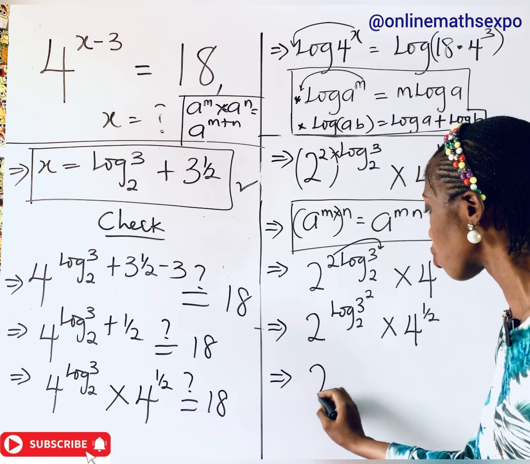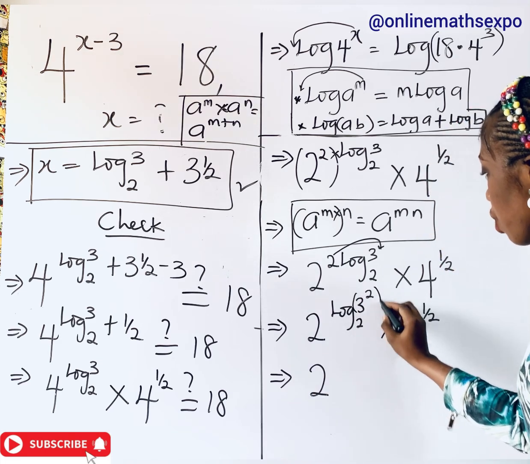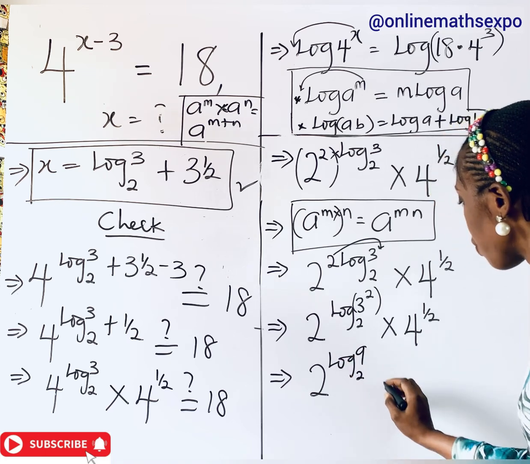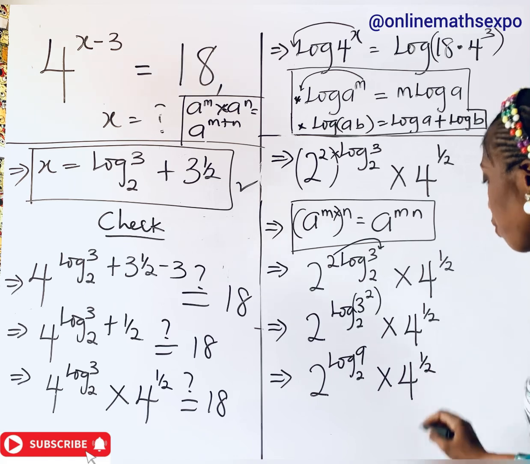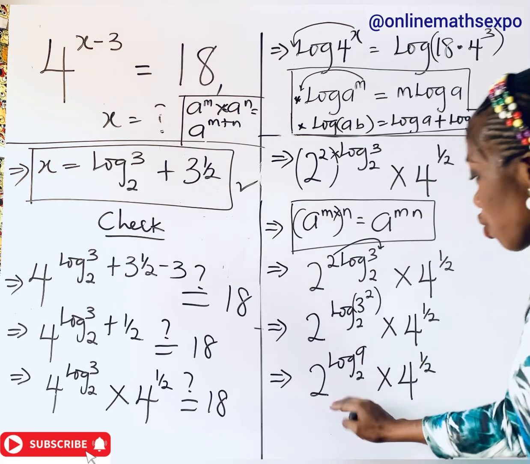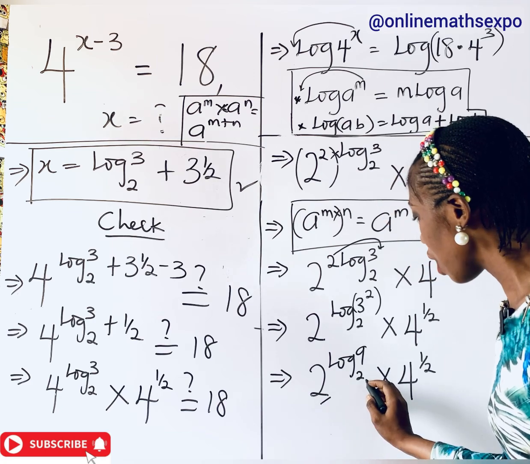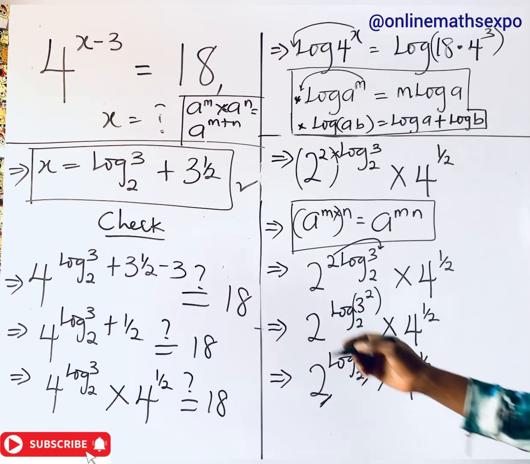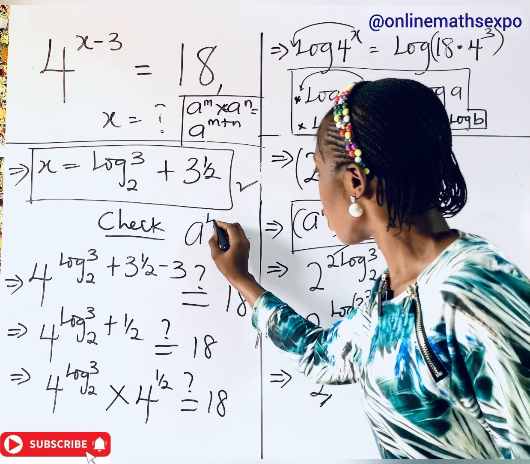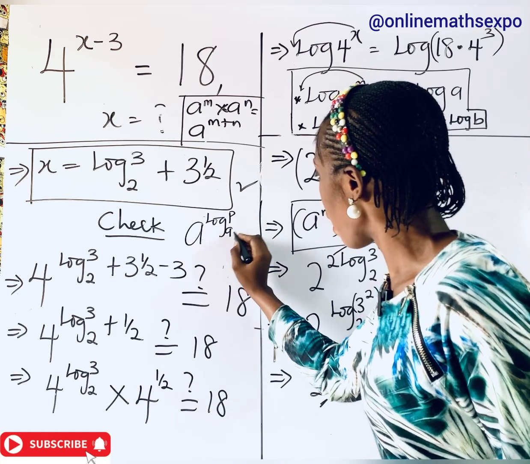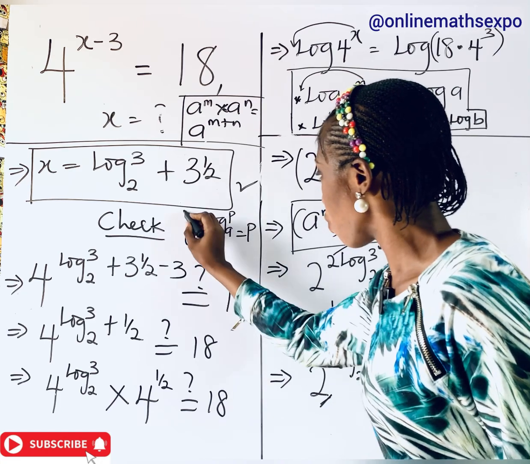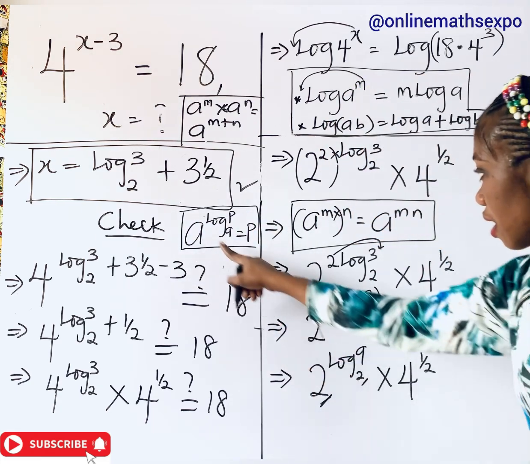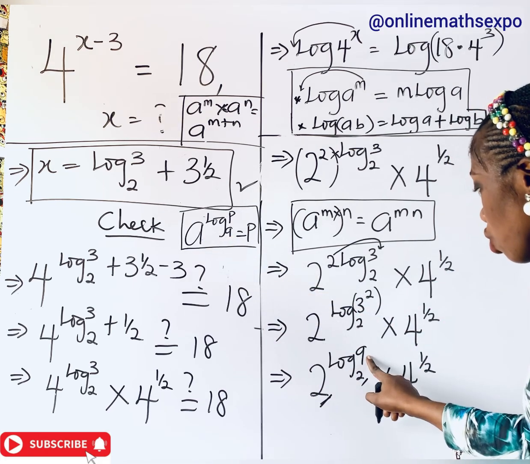3 raised to the power 2 will give us 3 times 3, which is 9. So we have 2 raised to log of 9 base 2, multiplied by 4 raised to the power half. Now you will notice that the general base and the base of the log are now the same. That reminds you of this rule, which says that a raised to the power log of p base a is equal to p. This is one of the laws of logarithm. So we apply this rule here. The base and this are the same, so it's going to give us 9.